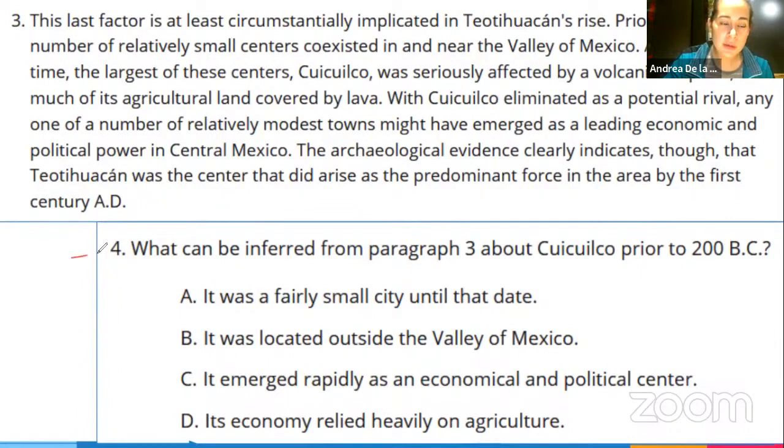Mateo, could you please read the question? Question 4. What can be inferred from paragraph 3 about Cuicuilco prior to 200 BC? Okay, right, so don't read the options yet. We're gonna do the same. I'm gonna give you guys a few seconds, 1 minute, to read the paragraph and try to come up with a response. Okay, guys? So please try to answer this question and let me know.